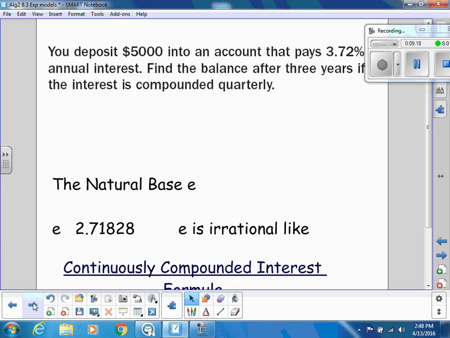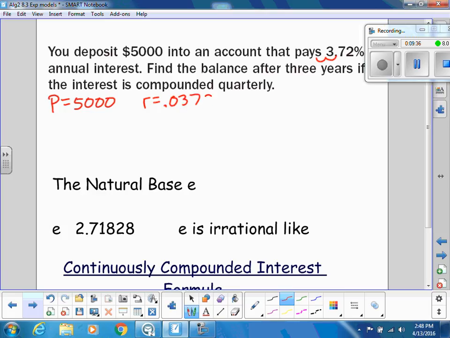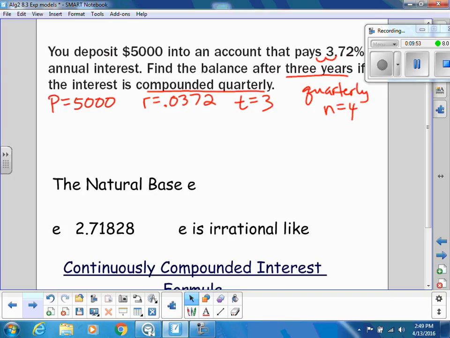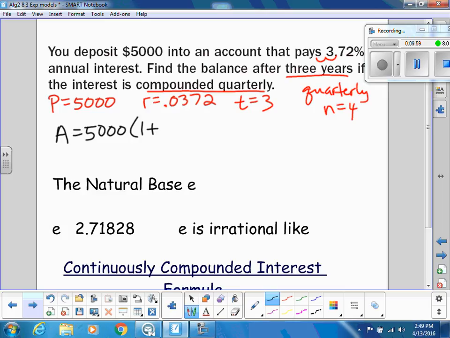Okay, so let's look at this second example. We paid $5,000 into an account that pays 3.72% annual interest rate. So again, our P is 5,000. The R is, we're moving that decimal twice, so 0.0372. We want the balance after 3 years, so that means T is 3, and it is compounded quarterly. So the word quarterly means 4 times a year. So N is equal to 4. So you just plug all of those numbers into the correct spot.